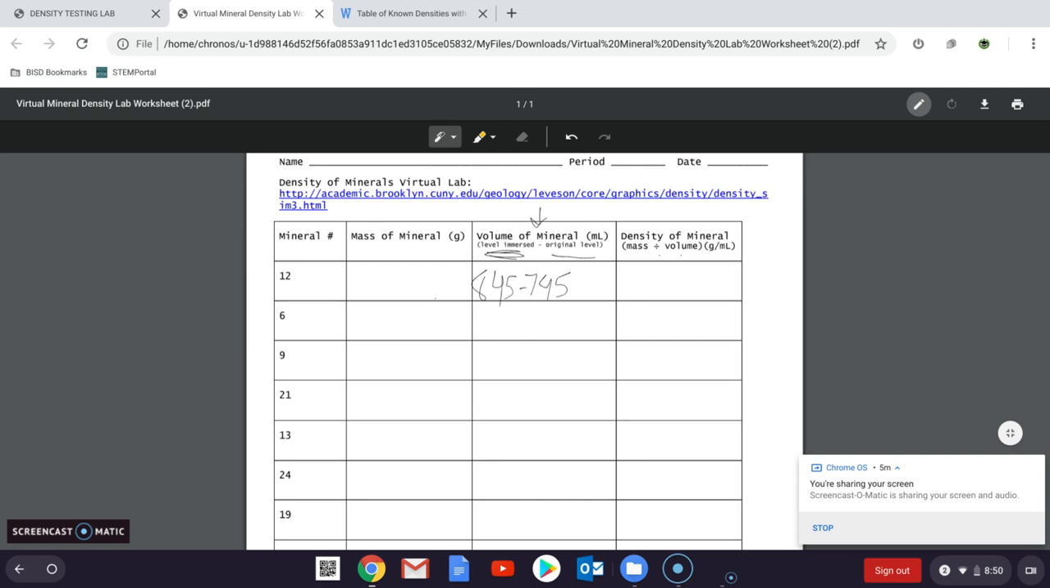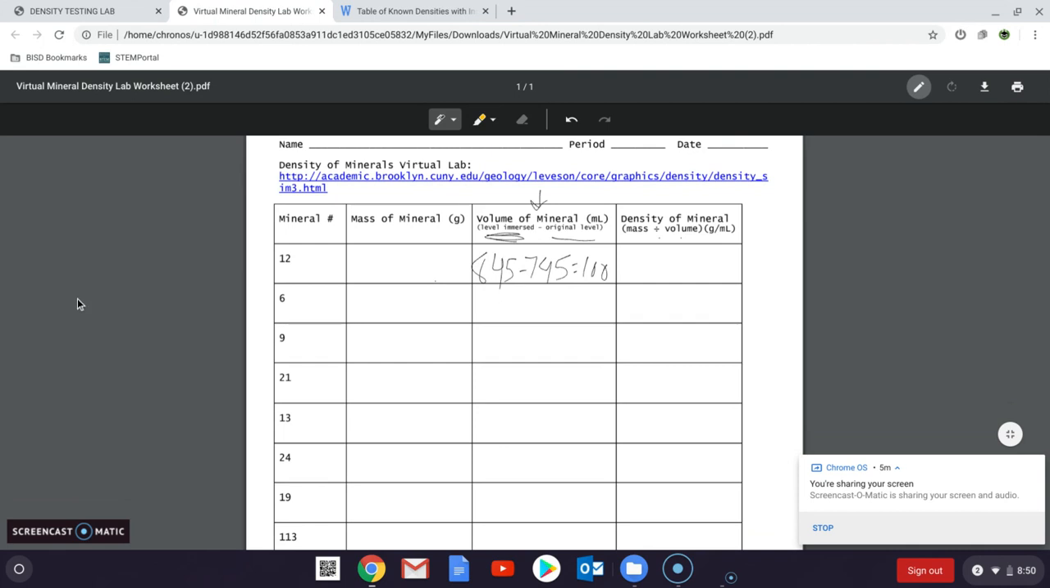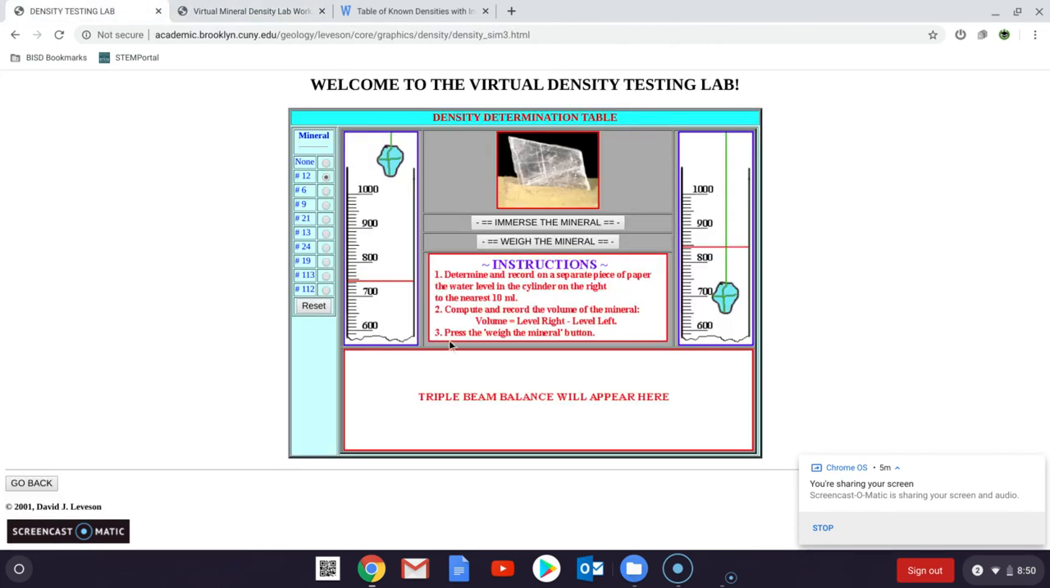It says up there to subtract the 2, which is 845 minus 745 milliliters equals 100 milliliters. So the volume of the mineral is 100 milliliters. Now let's go back to grams. Let's figure out the mass of the mineral.